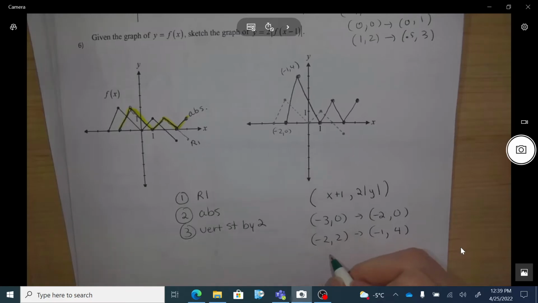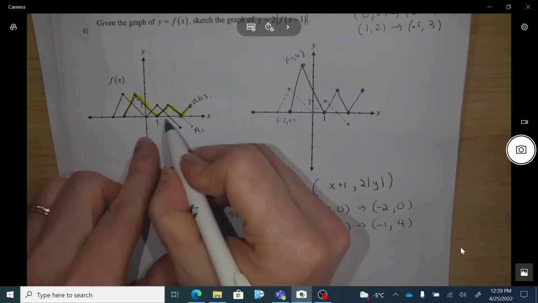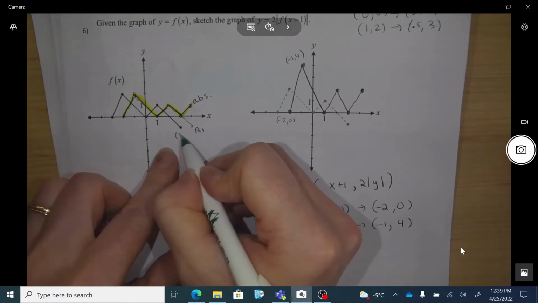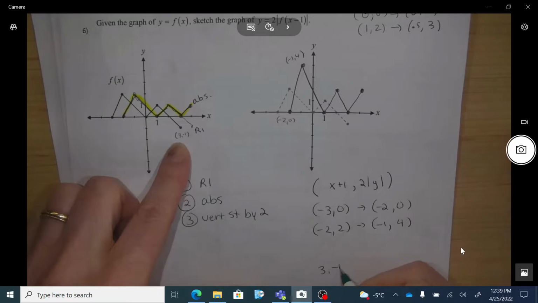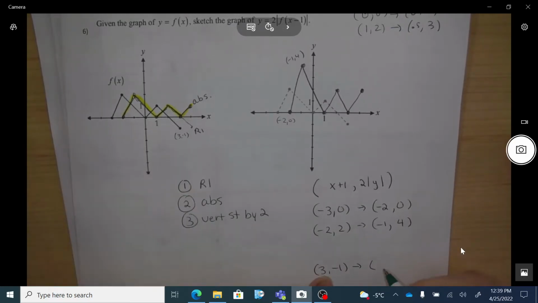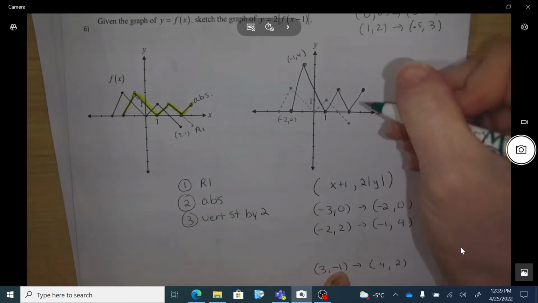Okay, and actually, you know what? Let's do the last one here. The original was 3, negative 1 on that. So 3, negative 1 would go to 4. The absolute is 1 times 2, so 4 comma 2.